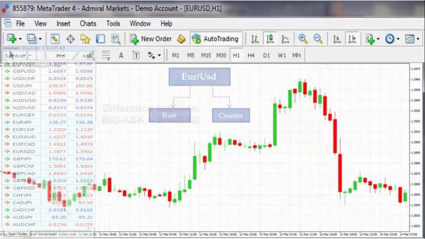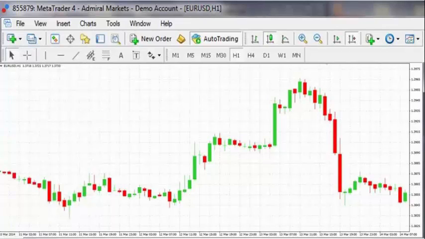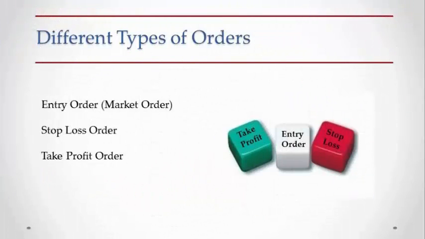The difference between the bid and the ask price is the cost of the trade and is called the spread. The spread can be seen as the broker's commission. It's calculated in pips and it varies from currency pair to currency pair and from broker to broker. That is one of the main reasons why we use a broker who offers a tight spread for the major and minor currency pairs. But before we go into more detail about spreads and how they can affect your trade, let's talk about the different types of orders first.